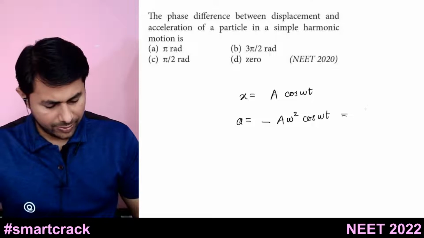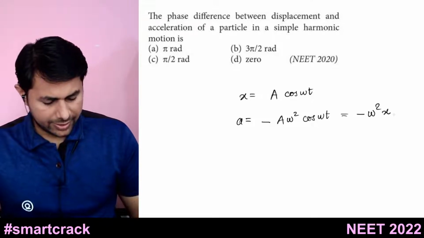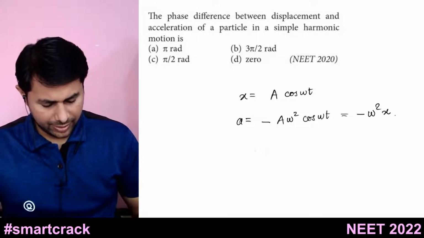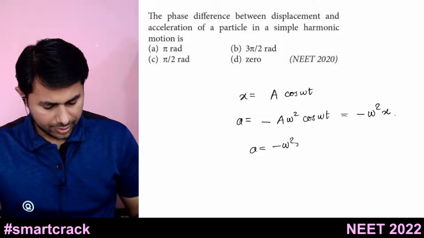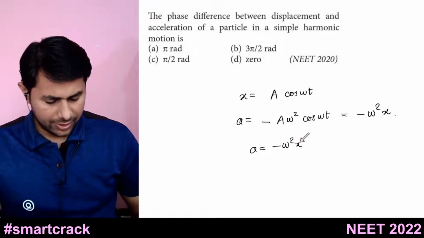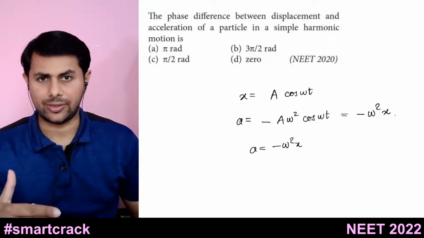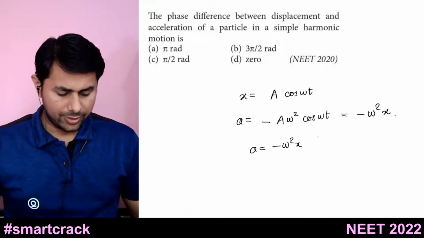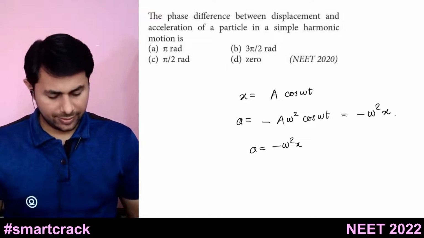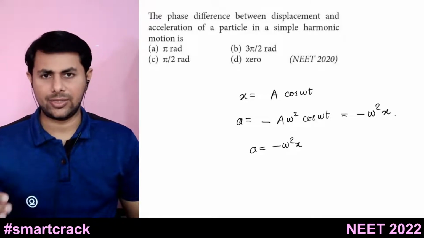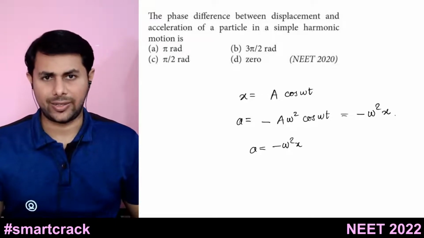So it is minus of omega square x. Okay, this is the relation between the acceleration and the position. So how much is the phase difference is the question. Okay, so since there is a negative sign, the phase difference would be pi.